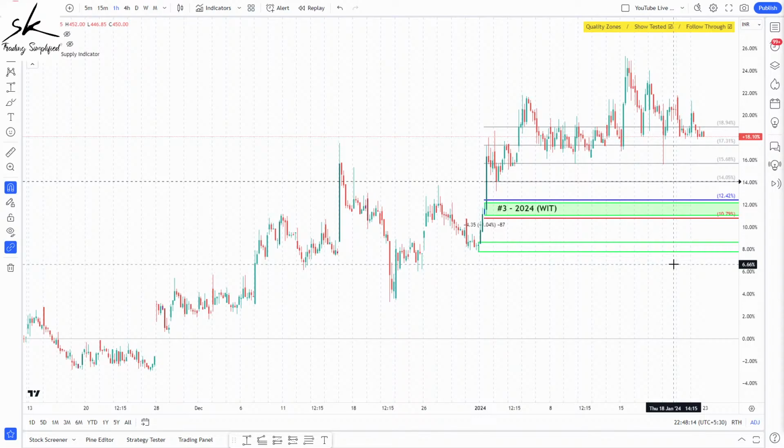All right, so let's see what we have next. We want a supply and demand indicator for crypto. See, the indicator can be applied to any market, be that cryptos, be that forex, be that commodities, be that the Indian markets, be that the international markets. So it's not that there is a different indicator for these markets.